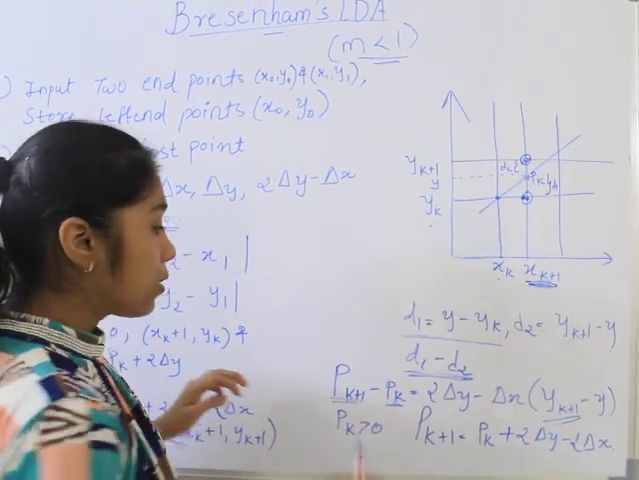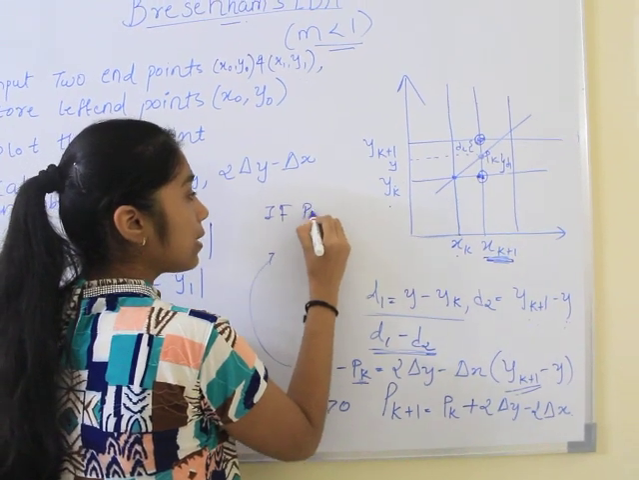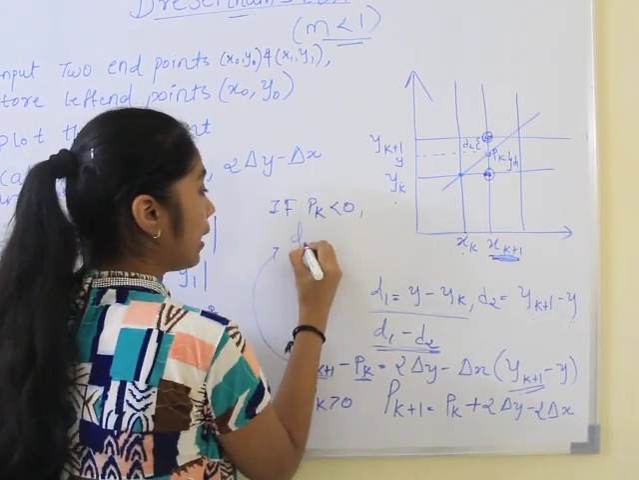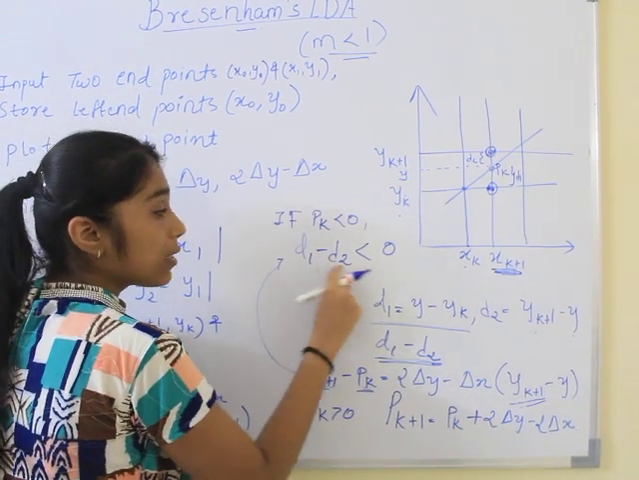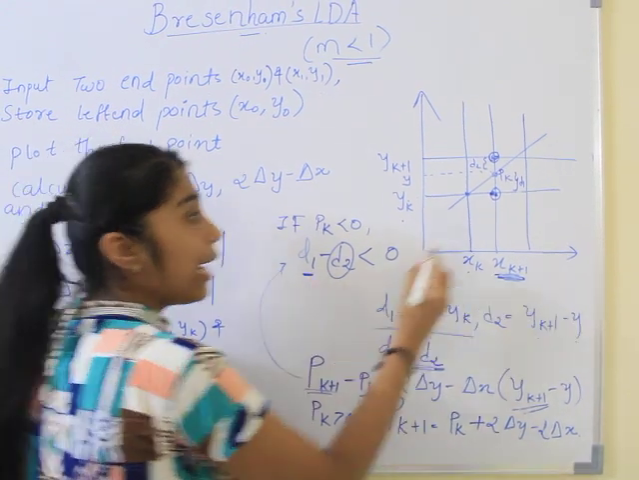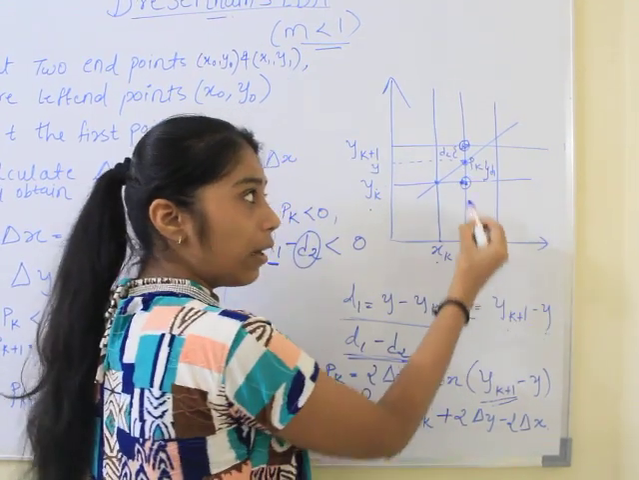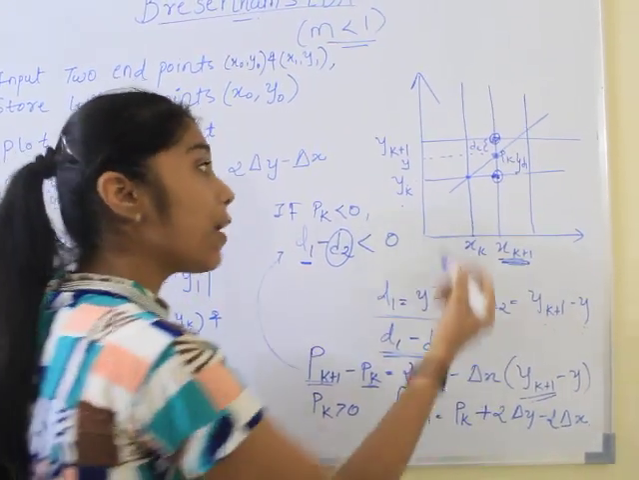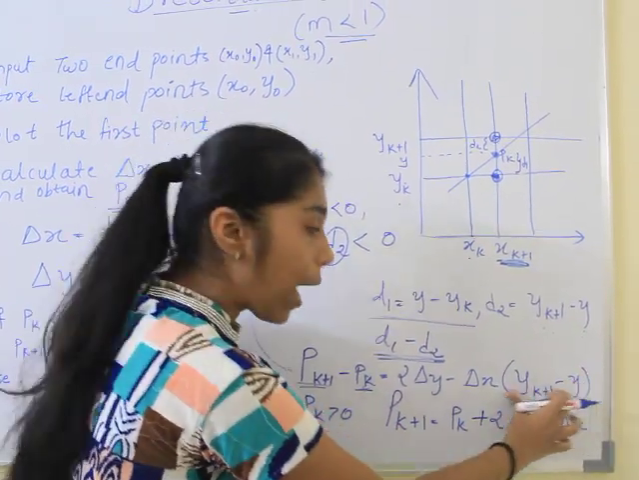So let us take a case where pk is less than 0, so the whole calculation we are doing here, that is d1 minus d2, would be less than 0. That means this equation is in negative form. That means d2 is greater than d1, and if d2 is greater than d1, this point would be nearer to this pixel rather than this. So what should be the next y value? The next y value should be yk. So instead of writing yk plus 1, we would be writing here yk.